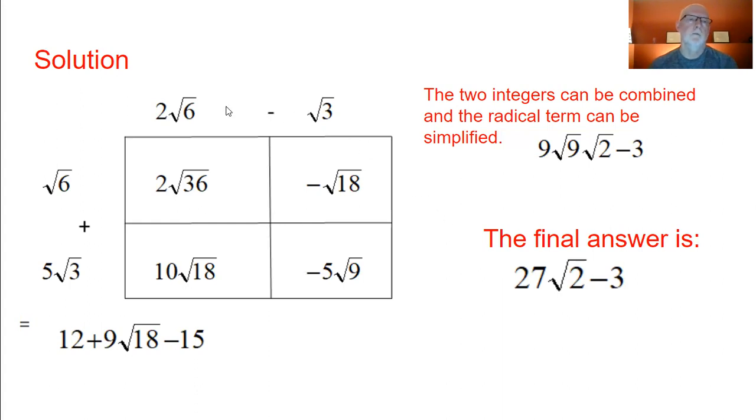Just a reminder, if you can remember, you could have put down root 6 times root 6 is just 6. It's multiplying any two identical radicals. So this could have gone just directly to 6 if you wanted. As could root 3 times root 3 is the same as 3.